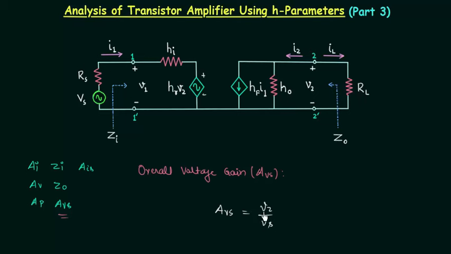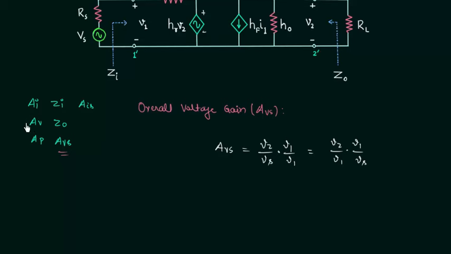I will multiply the numerator and the denominator by input voltage V1. So we have V2 divided by V1 multiplied with V1 divided by Vs. V2 by V1 is equal to the voltage gain. So the overall voltage gain is equal to voltage gain multiplied with V1 divided by Vs. You can definitely remember this form of the overall voltage gain.